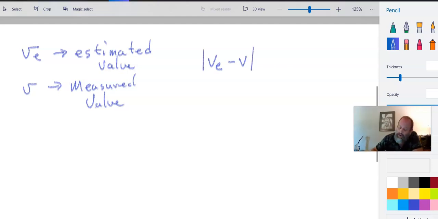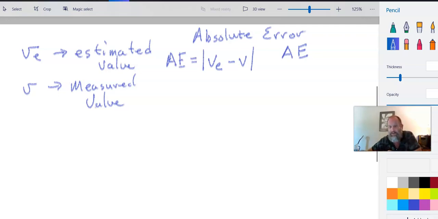And so when we talk about this quantity right here, this is called absolute error. And I believe your book abbreviates it by writing AE, right? So that's your absolute error. So this is your formula for absolute error. Absolute error is the absolute value of the difference between the estimate and the measured value. Okay, so that's the first thing here.